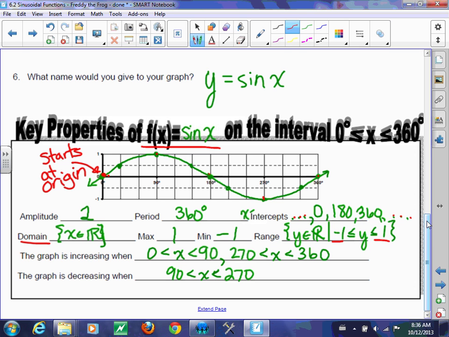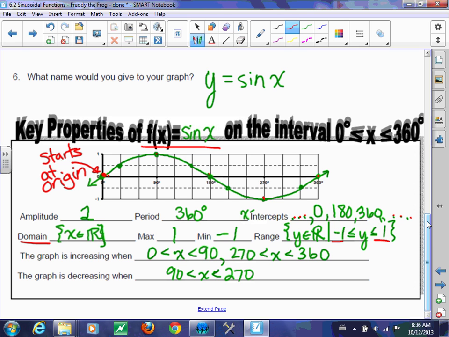Just remember, guys, that a sinusoidal function is any transformation of the sine x curve, the one we have here, or the cos x curve, which we're going to learn in a minute. So this is the basis of the unit. And just remember, guys, in past units we've dealt with the A, the K, the D, and the C.